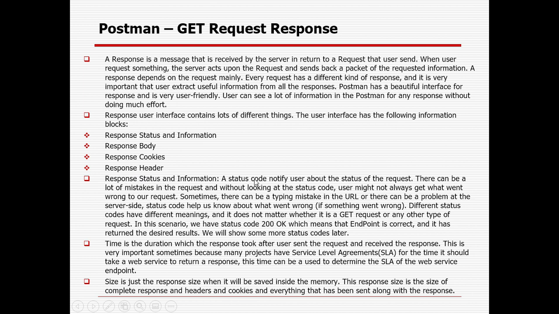First, response status and information. A status code notifies the user about the status of the request. There can be a lot of mistakes in the request, and without looking at the status code, the user might not always find out what went wrong. Sometimes there can be a typing mistake in the URL, or there can be a problem on the server side. The status code helps the user know what went wrong. Different status codes have different meanings, and it does not matter whether it's a GET request or any other type of request, it will display a status code.